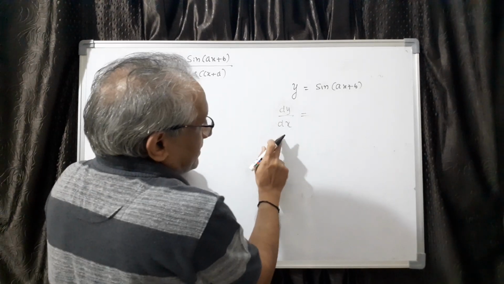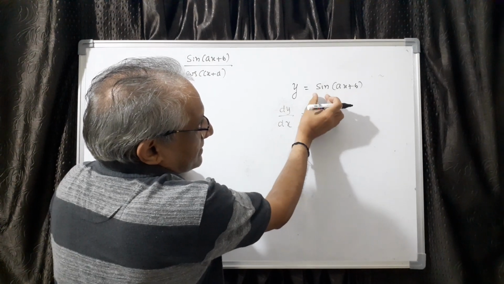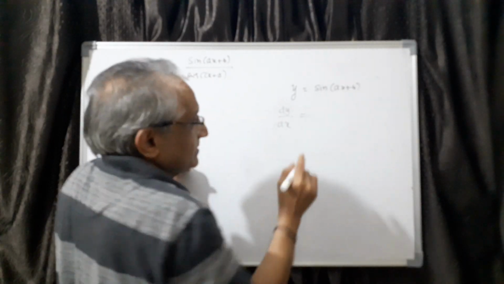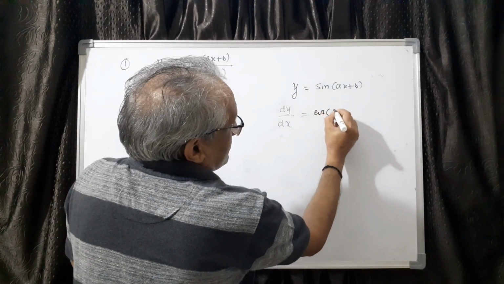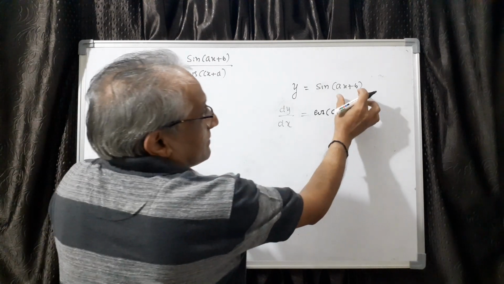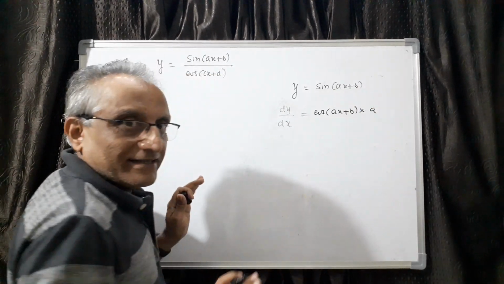So dy by dx of this means, first you imagine that you are differentiating this function. So sine of... differentiation of sine is cos. So this is cos of ax plus b, just reverse. Then differentiation of ax plus b, this is our answer.